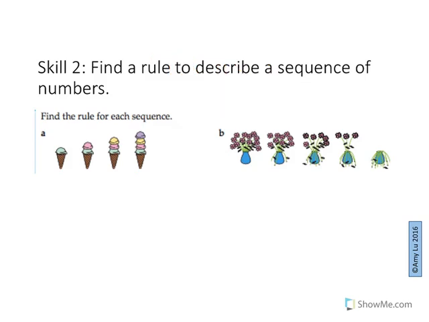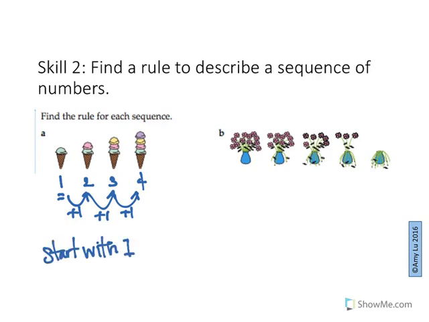So for A, if you notice, you start with 1, and every single time you add another scoop. And so our number sequence looks like this. So how would you describe it? Well, you start with 1 and you add 1 each time. So we would write, start with 1, then add 1 each time.